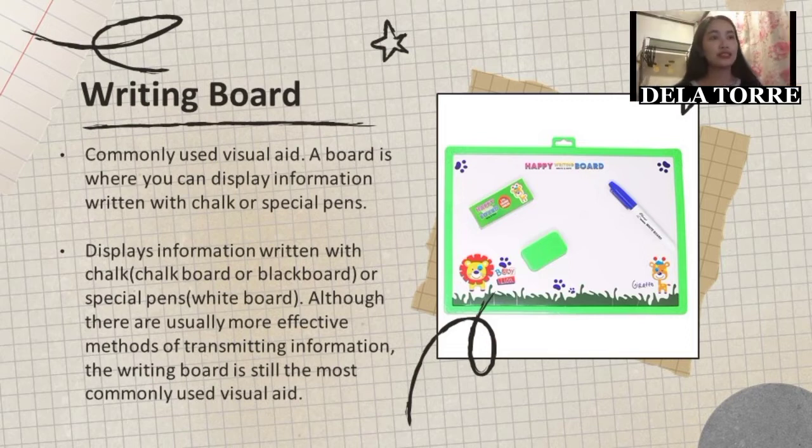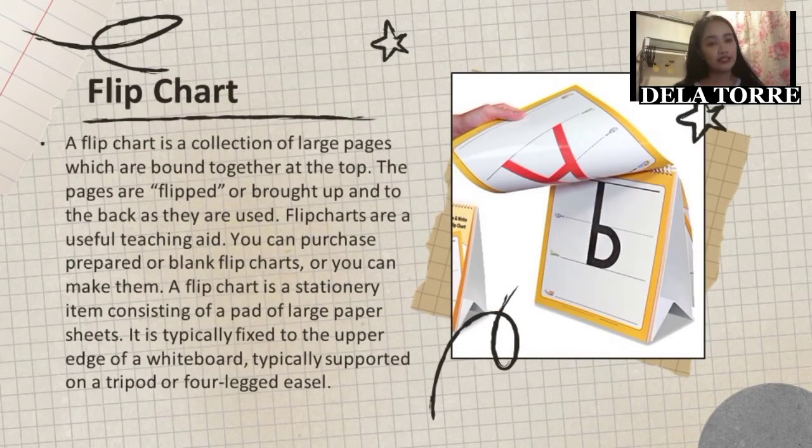So last but not the least is the flip chart. A flip chart is a collection of large pages which are bound together at the top. The pages are flipped or brought up to the back as they are used. Flip charts are useful teaching aids. You can purchase, prepare, or make them. A flip chart is a stationery item consisting of a pad or large paper sheets. It is typically fixed to the upper edge of the whiteboard, supported on a tripod or a four-legged easel.